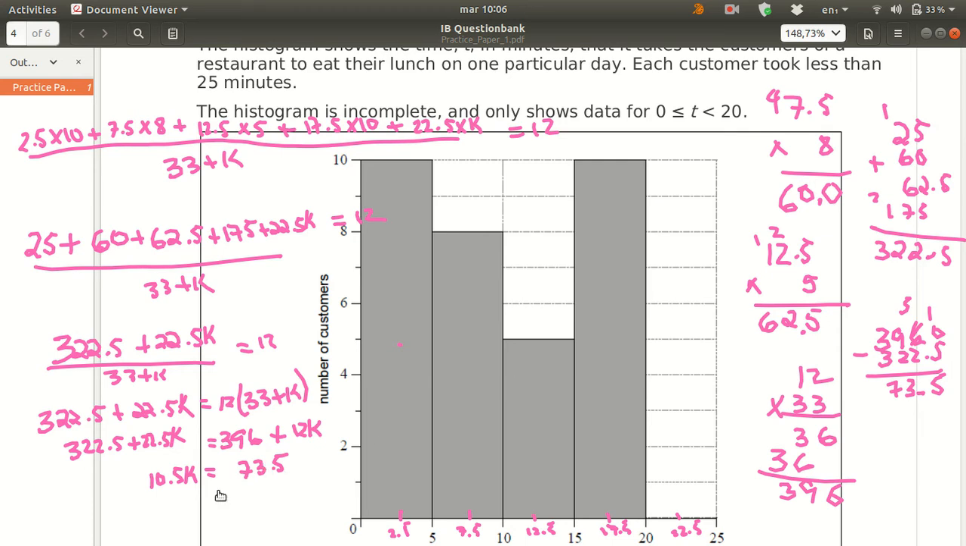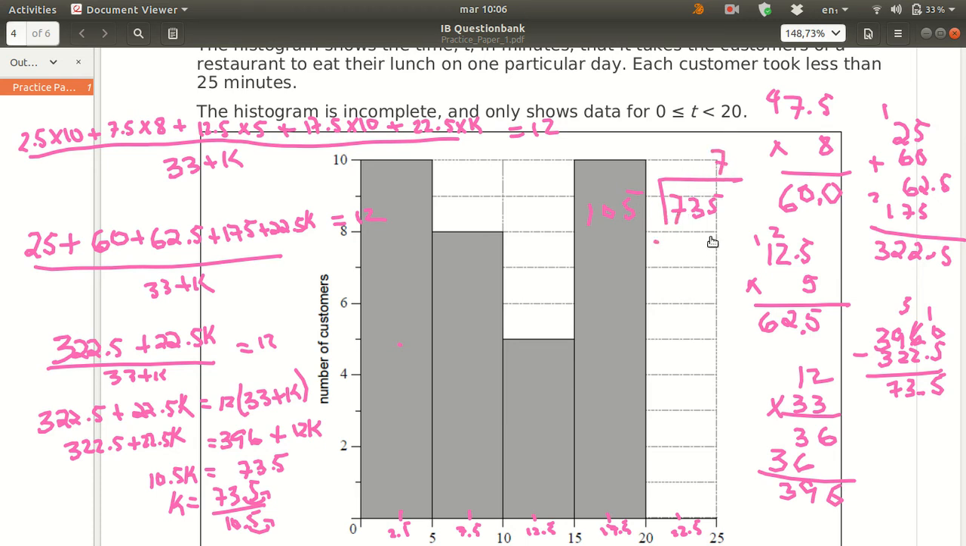So K is 73.5 over 10.5. So let's do this division. If I move the decimal to the right one, I get 735 divided by 105. 100 goes into 700 more or less 7 times. So let's try the 7 and see what happens.